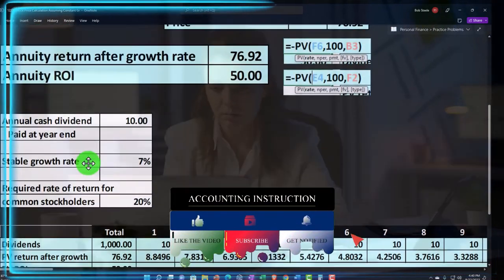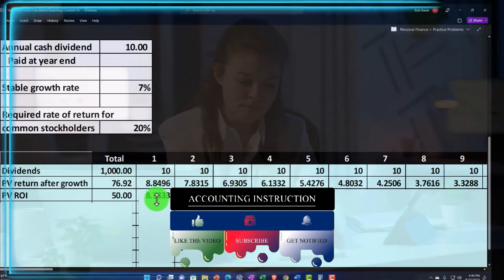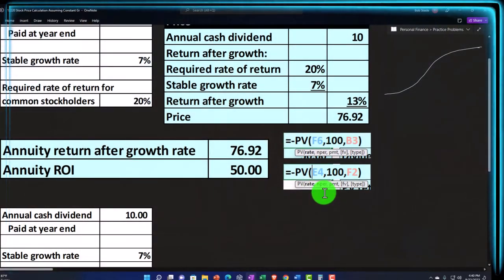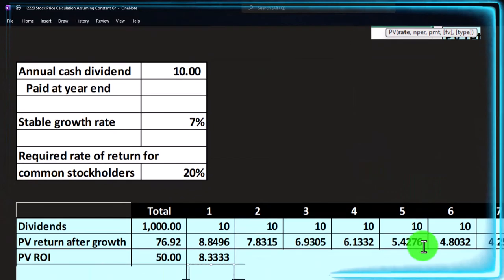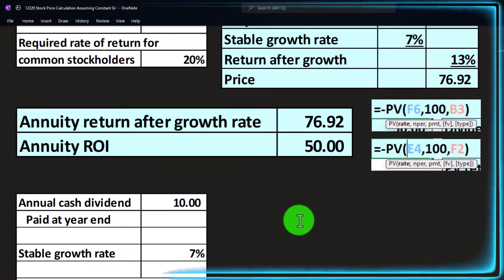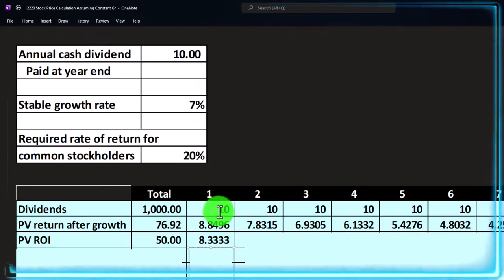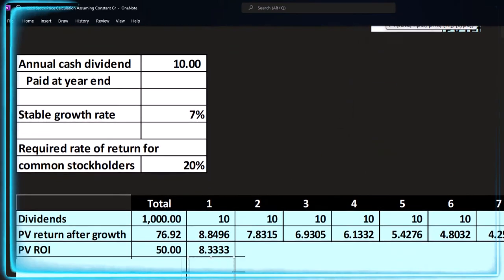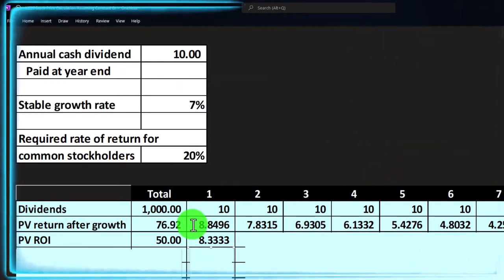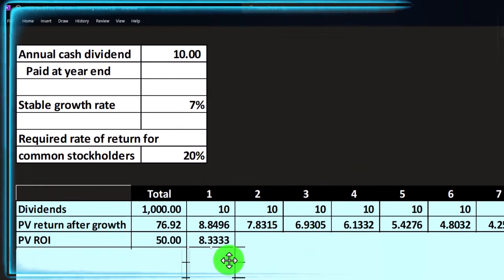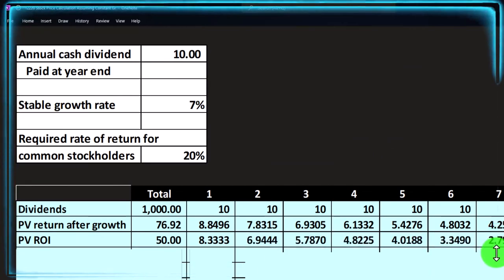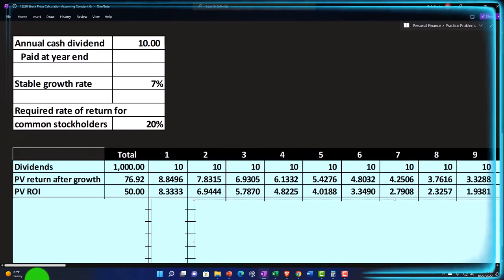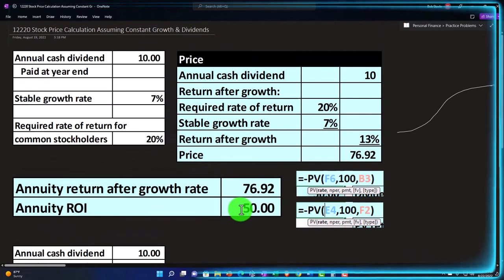We can also recalculate this number, the $50. I'm taking the same $10, so the rate is now going to be 20%. The number of periods is going to be 1 this time, and the future value is the $10. So now we're discounting the $10 back 1 year, but this time at the full 20% rate of return. And we get, of course, a smaller number, because the earlier one we discounted using 13%. That's going to be 8.33. If we did that all the way across, we get the same thing, and again, it gets quite small at the end. If I sum this up, we get the 50. So we've recalculated this $50.